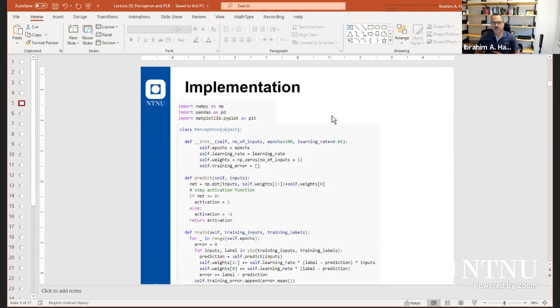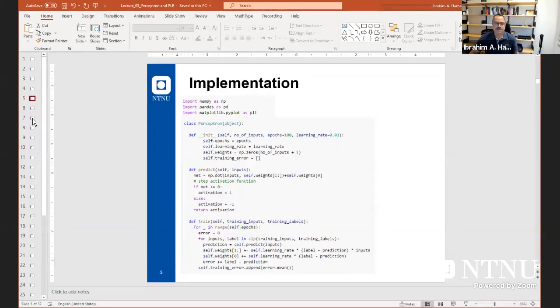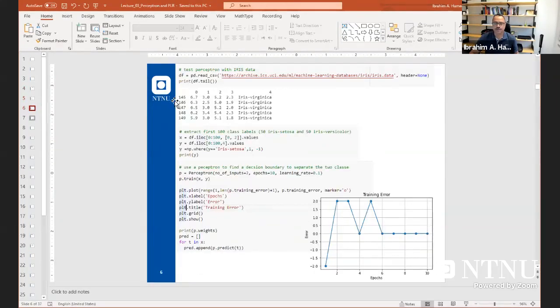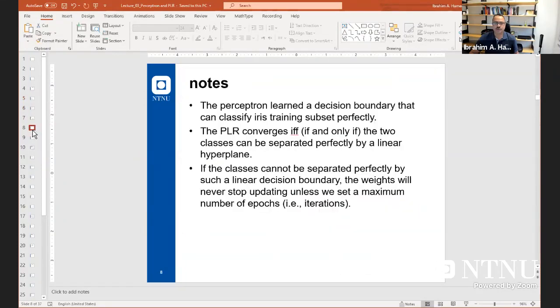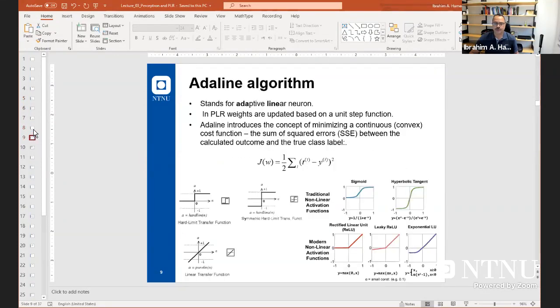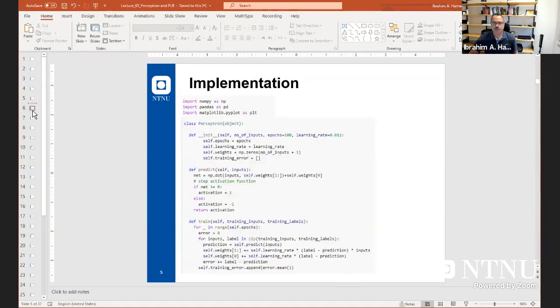This example, I put it on GitHub, so you will see it there. This is the link. I tried to find a link for it, but it's on GitHub called Perceptron, so maybe it's called Perceptron_PLR. So we will go back to the example.